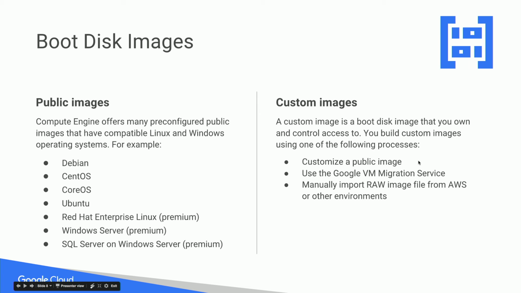You can also use the new Google VM migration service. This was just launched in the last couple of weeks, and it allows you to actually migrate live running VMs from other environments to GCP with no downtime. So check that out. Or you can also manually take, say, AWS virtual machines, export them as raw disk images, and then tweak them and import them into GCP, and then run those VMs now in Google Compute Engine.